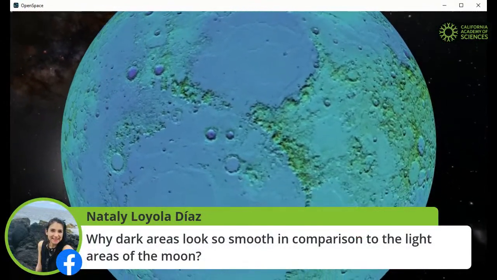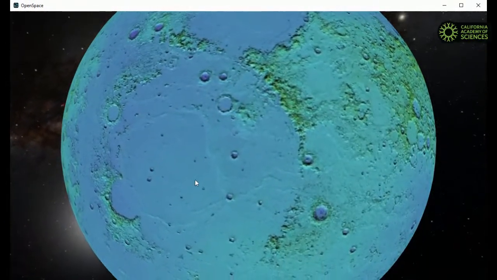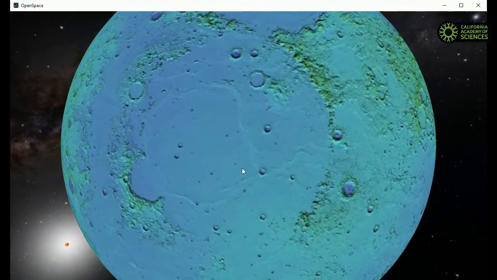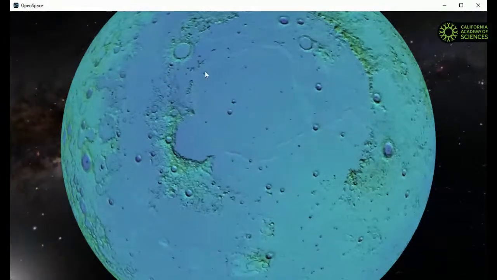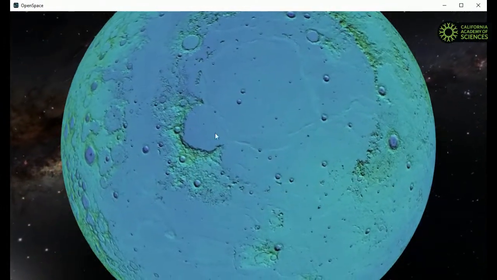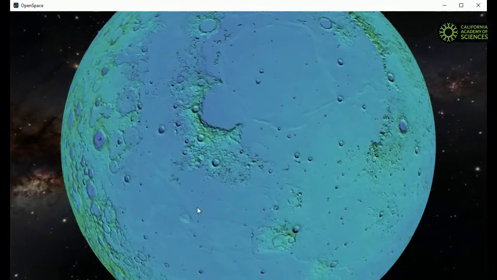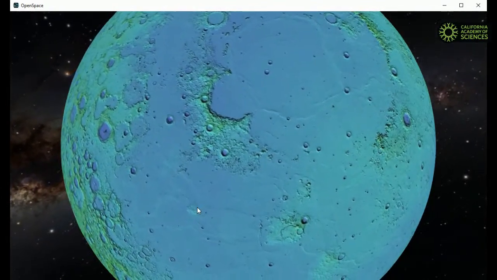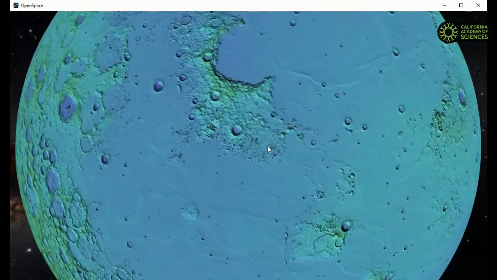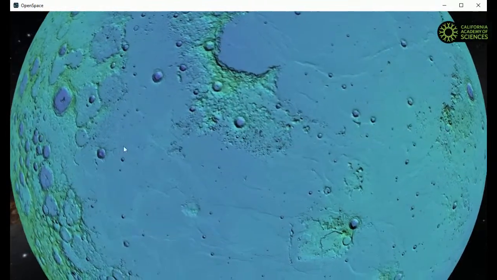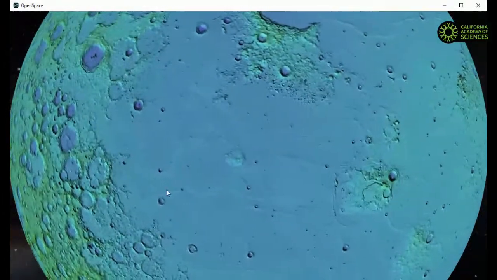So why do these dark areas look so smooth in comparison to the light areas of the moon? Well, I'll give you the really lame answer. It's because they're actually quite smooth in relation to the light areas of the moon, but that's a lame answer. Those are where we think lava pooled on the surface long ago and covered up any bumps that were there. So when the lava spread out, anything that was a minor variation just disappears. When we look at the light areas, they're super bumpy because they're what we call the highlands. They are literally just higher up, so lava didn't pool there so much.